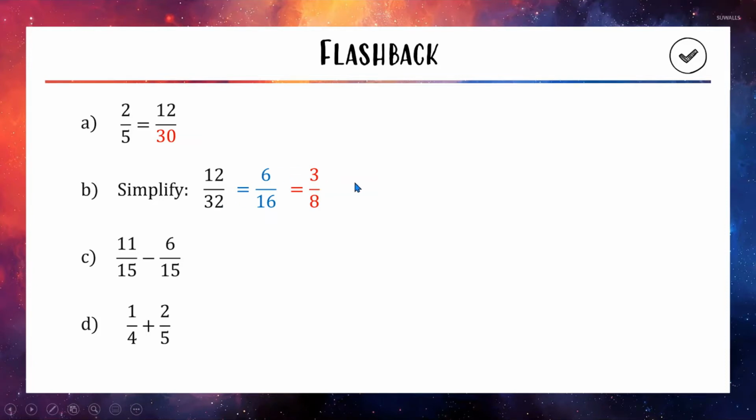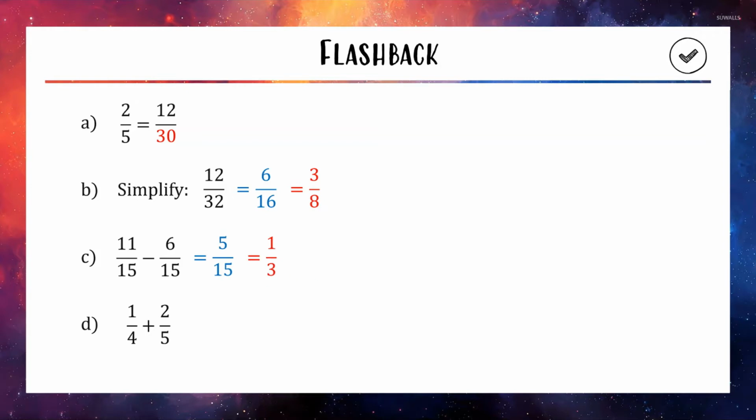Okay, for question C, when we're adding or subtracting and the denominator is the same number, we're going to keep it as the same number and we're going to subtract the tops. So 11 minus 6 is 5. The base is still 15. We should always try and simplify our answers if we can. So 5 out of 15 can be simplified to 1 out of 3.